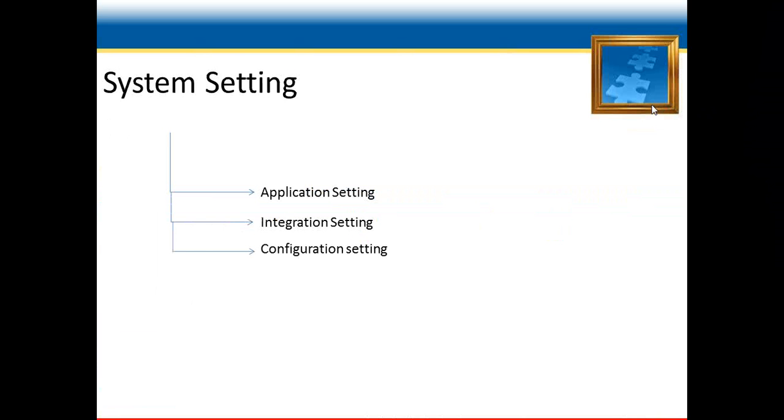Now we will see about system setting. System setting is a global value that controls the behavior of FDM application, and it is used as a control and performance tuning mechanism. There are 3 types of system setting, that is application setting, integration setting, configuration setting. So we will see these settings one by one.